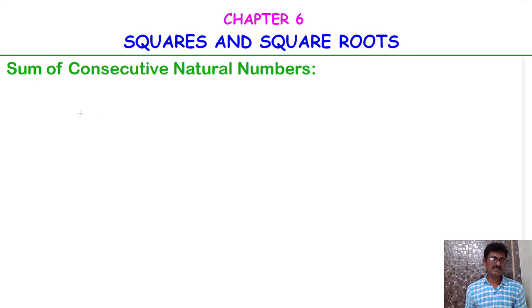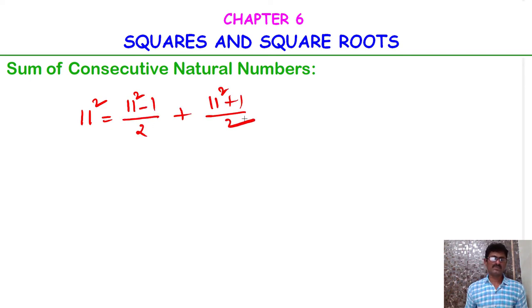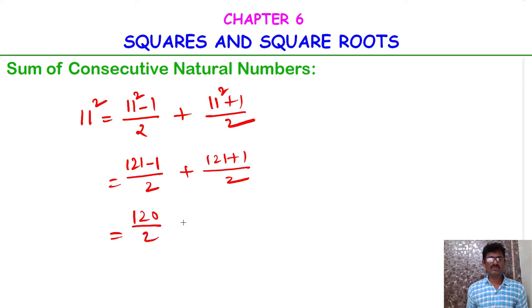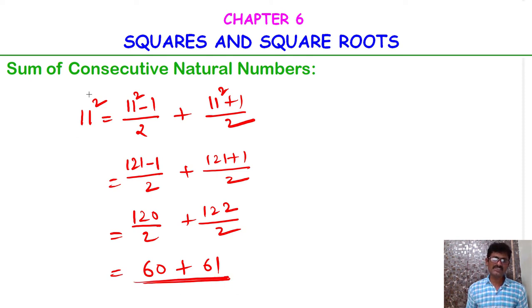Suppose let us take one more example. Suppose we need 11 square. Suppose we want to write 11 square as the sum of two consecutive natural numbers. We can easily write as 11 square minus 1 all over 2 plus 11 square plus 1 all over 2. So this is equal to 11 square means 121. So 121 minus 1 all over 2 plus 121 plus 1 all over 2. So this is equal to 120 by 2 plus 122 by 2. 120 by 2 means 60 plus 122 by 2 means 61. So these are the two consecutive numbers which 11 square can be written as. Let us go to the next one.